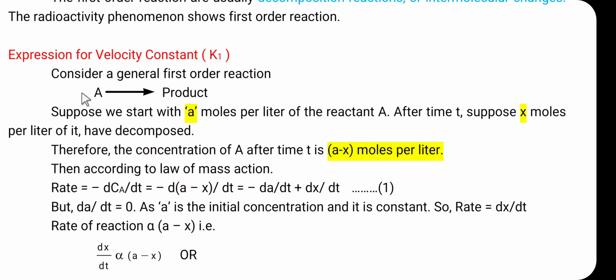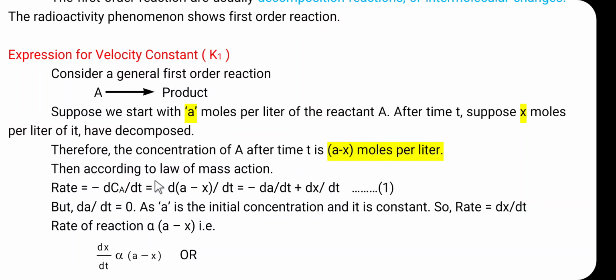Let us consider a general chemical reaction A, which gives product. Suppose we start with a moles per liter of the reactant A. That means small a is the initial concentration of the reactant A. After time t, suppose x moles per liter of it have decomposed. Therefore, the concentration of A after time t is a minus x moles per liter. All of you know that in chemical kinetics, these three terms are very important: a, x and a minus x.